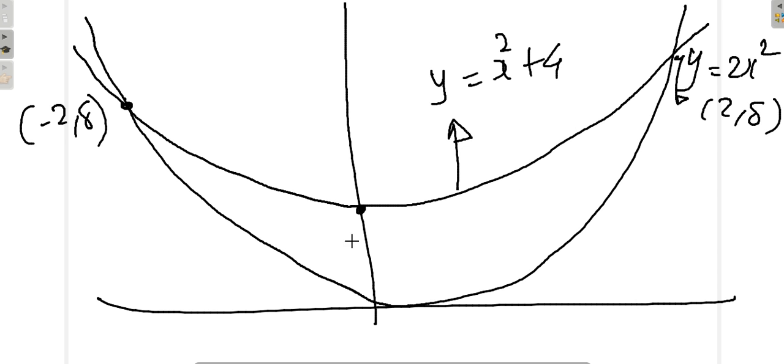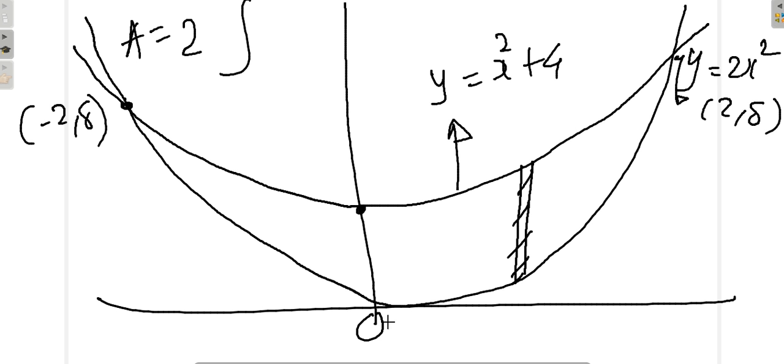Now you want to find area. You can see it is symmetrical about both the axes. So you take one strip on the right hand side and double it. You should be able to get the required area. So the required area will be 2 times from 0 to 2, 2 times because this and this is symmetrical.